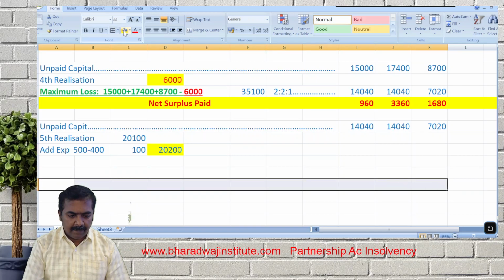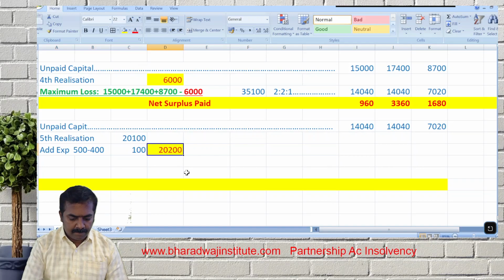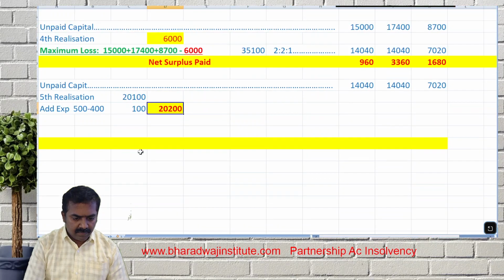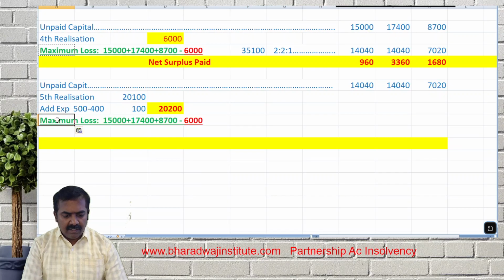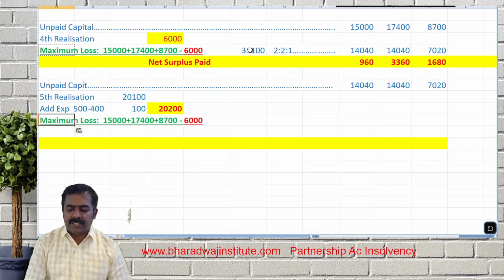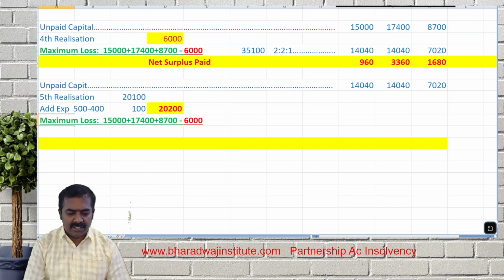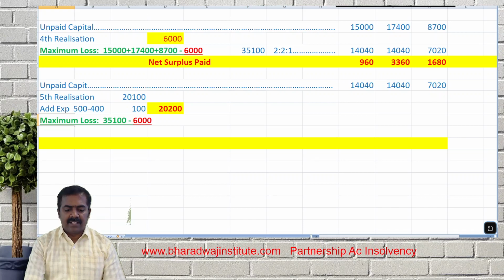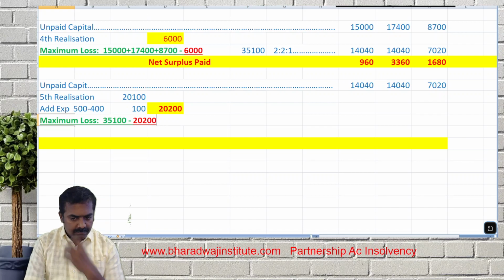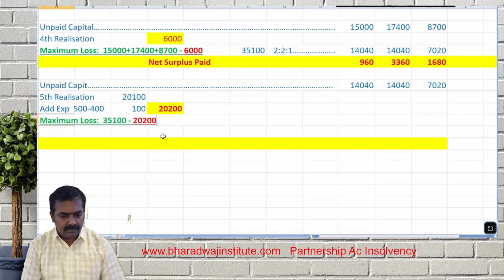Net surplus can be paid. Pay attention. Again, work out which one? This maximum loss. There is a shortcut here. The previous maximum loss, we can take directly here. Maximum loss will be 35,100. 35,100 minus amount available 20,200. How much is the maximum loss?